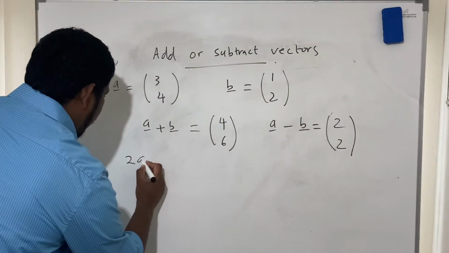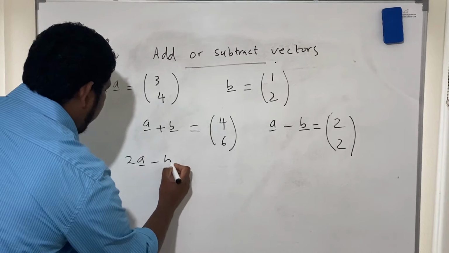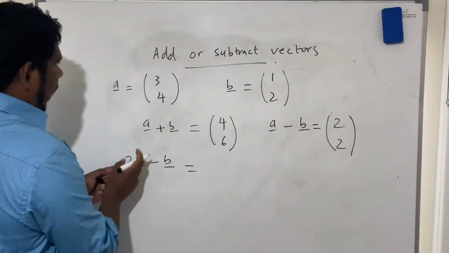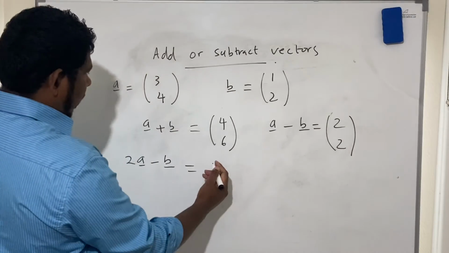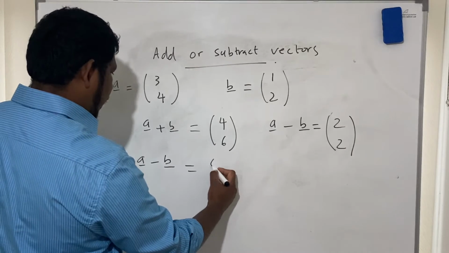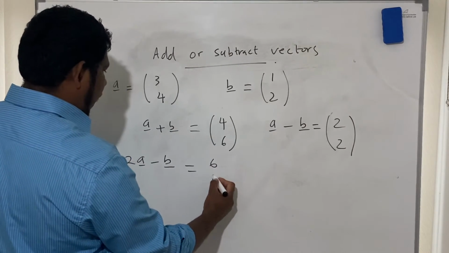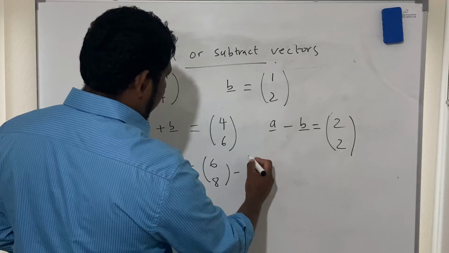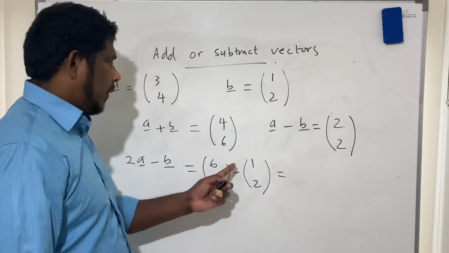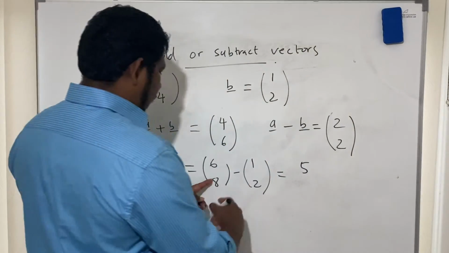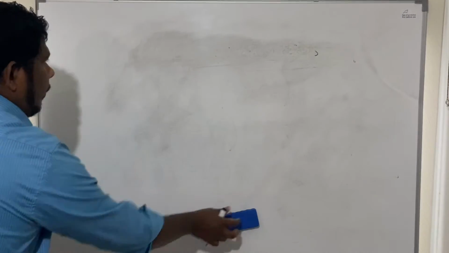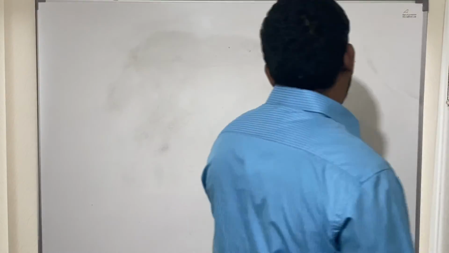What about vector 2A minus B? First we need to find what is the vector 2A. So we should multiply the vector A by 2. So we multiply the top bit, 2 into 3, 6, and 4 into 2, 8. Just write that down, and now we can do the maths. 6 take away 1 is 5. 8 take away 2 is 6. That is the answer. So now we can do some practice questions.